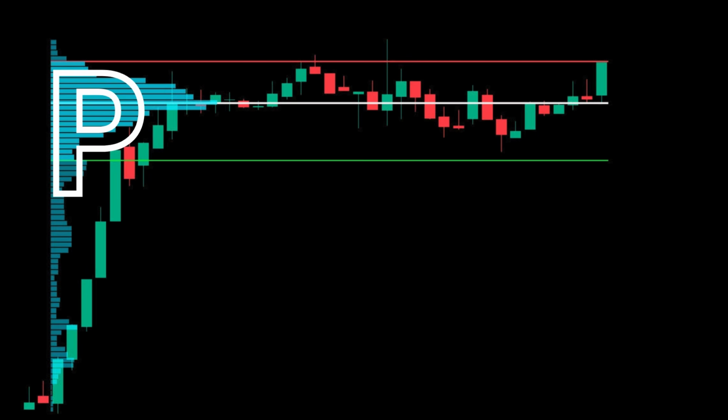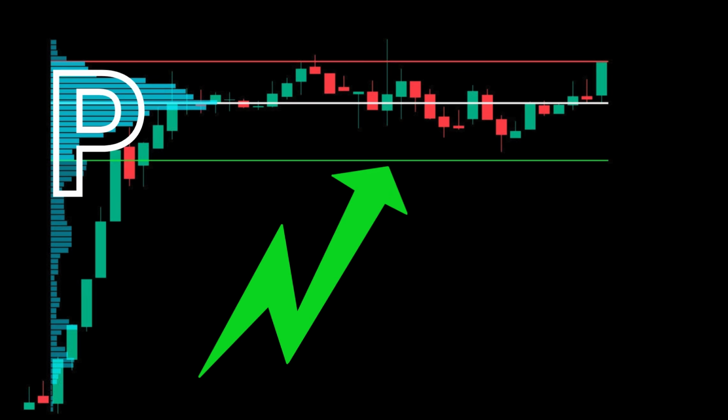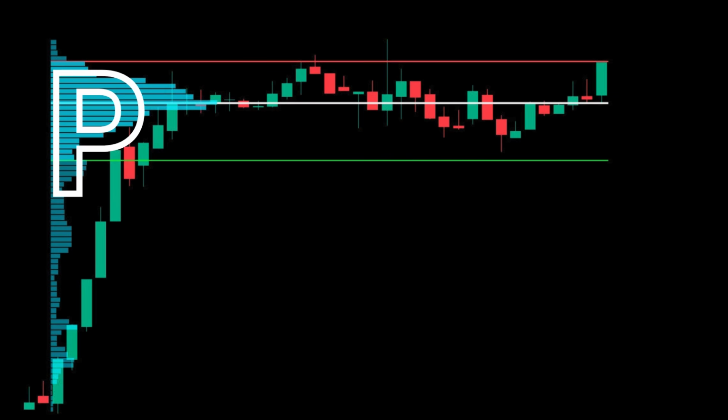Next up is the P shape. Imagine a profile that's wider at the top and thinner at the bottom. This often tells us that more trading is happening at higher prices. Now, this could be good news, a bullish sign if it happens after a quick price jump and then some settling. But if it forms when the market is already at a peak, it could signal that prices might be about to fall. Often, after a P shape, we see a small dip, which some traders see as a chance to buy.